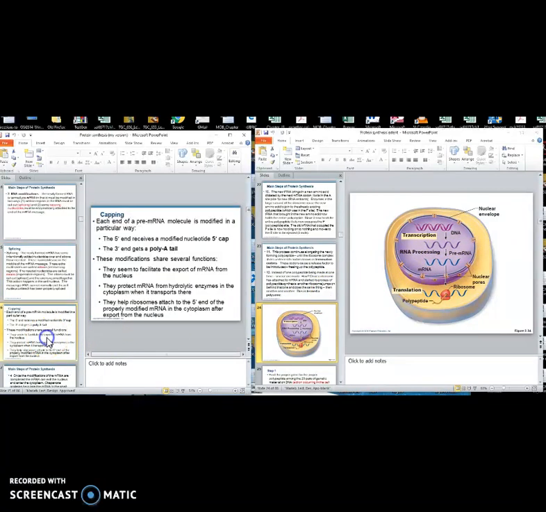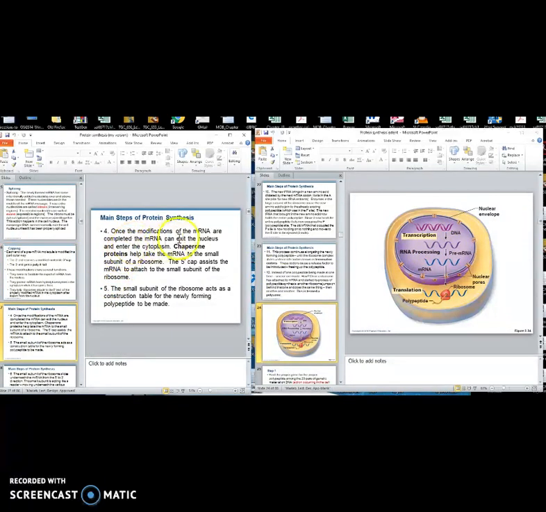Okay, we'll go here. So each end of the pre-RNA is modified in a particular way. The 5' end, see, when you look at the message, one end is 5', because remember the 3 to 5 hookup of the phosphate to the sugar. One is the 5', the other is the 3'. You don't have to get heavy in this, but you have a capping unit on the end. That's all you really need to know.